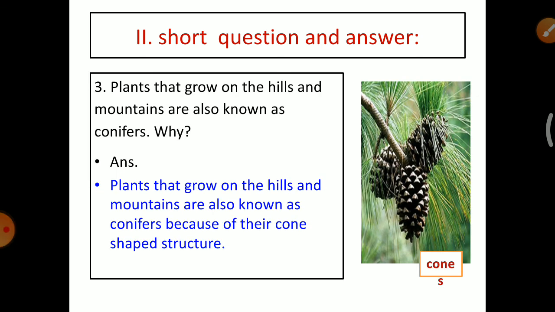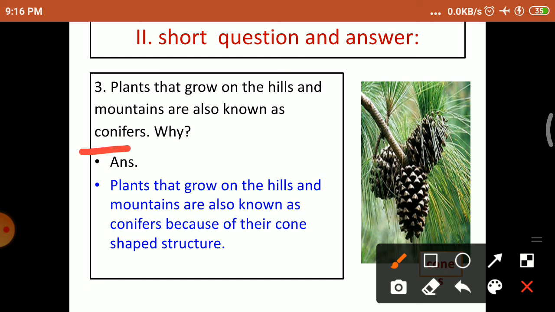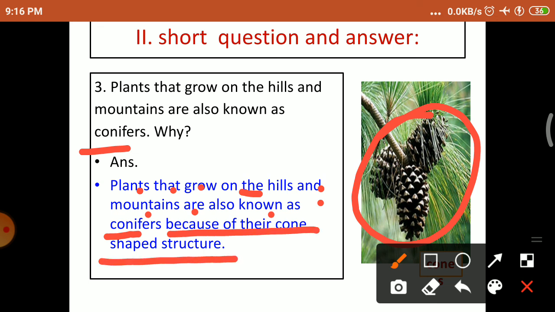The third question: plants that grow on hills and mountains are also known as conifers. Why? You know that many types of plants grow in hills and mountain areas. Why are this type of plants called conifers? The main reason is their cone shaped structure. Plants that grow on hills and mountains are known as conifers because of their cone shaped structure.